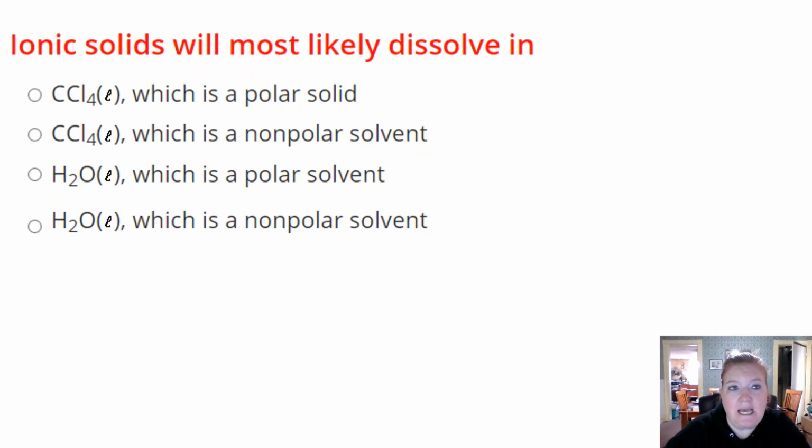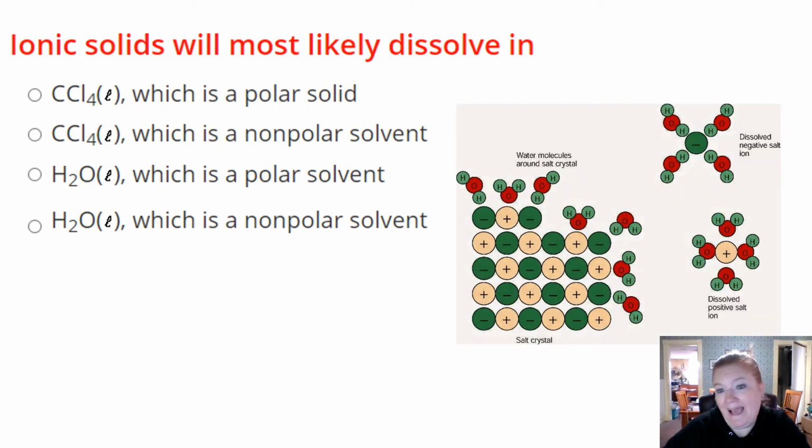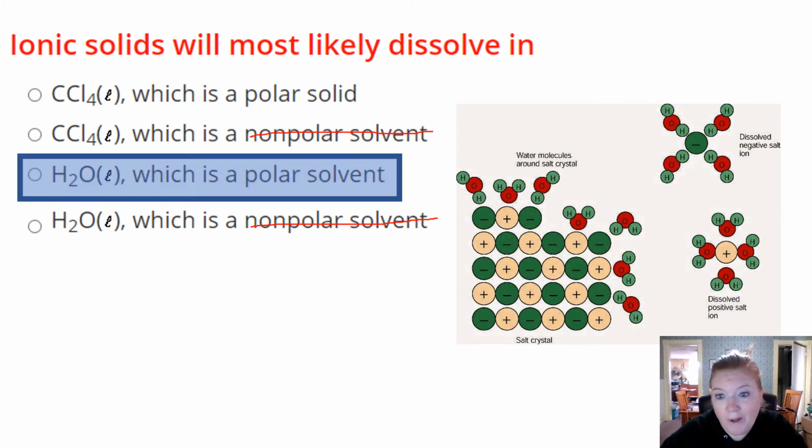Okay, ionic solids have charges. So they would dissolve easily in something that's ionic. That would follow like dissolves like right away. But it will also dissolve in something else that has charges. And what also has charges? Polar things. So I know it's not going to dissolve in non-polar easily, so I should get rid of those. So I know it has to dissolve in something that's polar, and you should remember that water is polar.